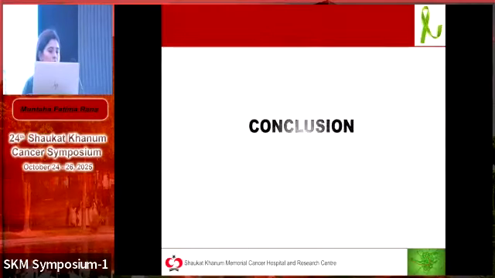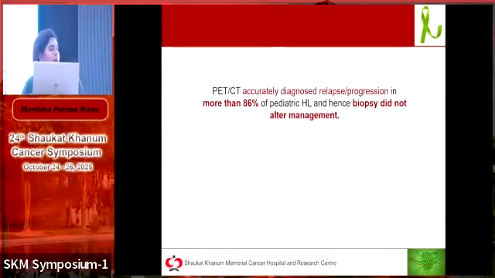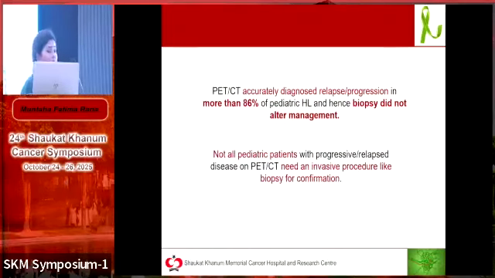So to conclude, PET-CT scan has accurately diagnosed relapse and progression in more than 86% of the pediatric Hodgkin lymphoma patients, and hence in those patients, biopsy did not alter management. And not all pediatric patients with progressive or relapsed disease need an invasive procedure like biopsy for confirmation.